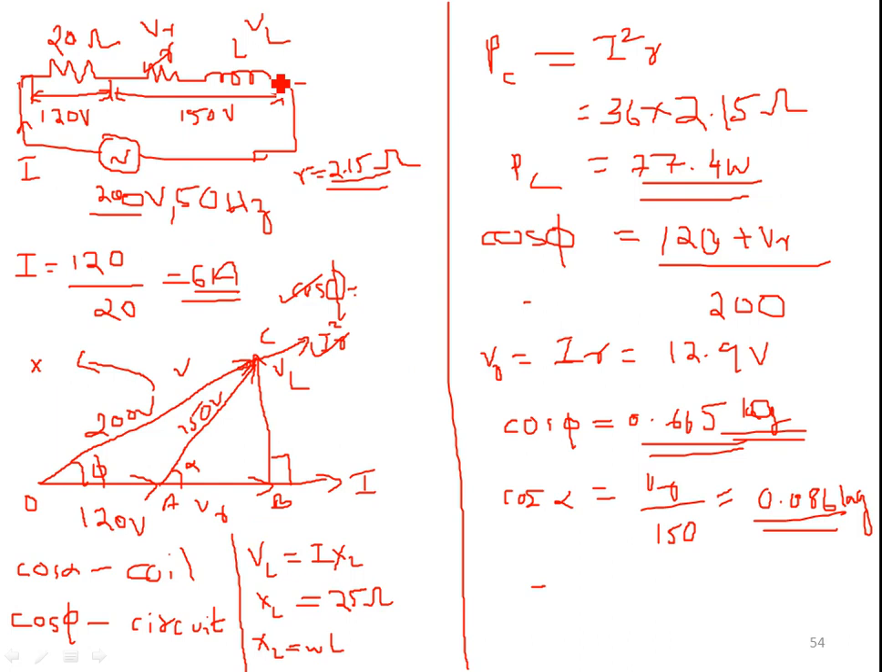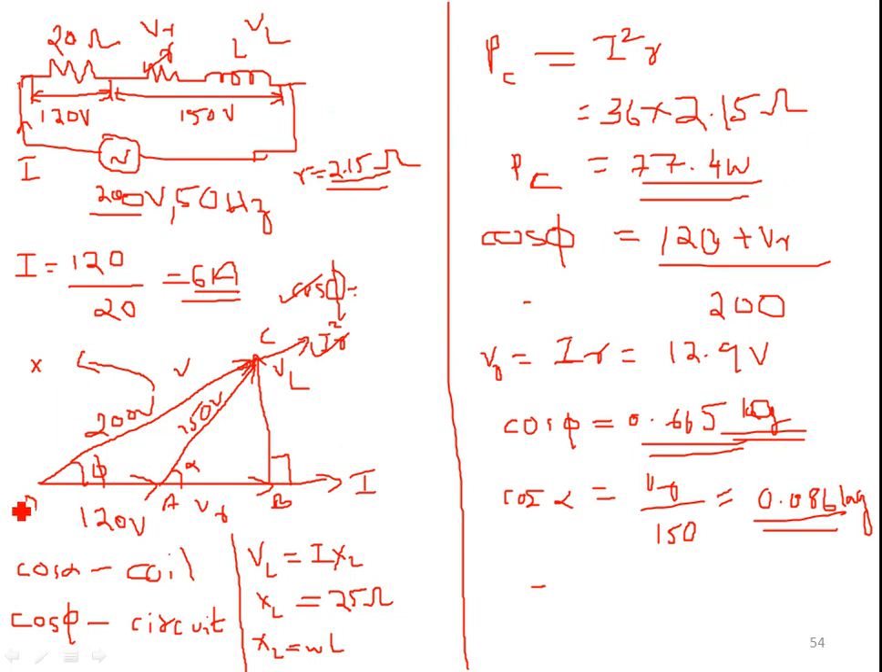Now the question was to find the power loss in the coil. Power loss in the coil is given by I square into small r. What is I? I is 6. What is small r? Small r is 2.15. So power loss in the coil PC is given as 77.4 watts.